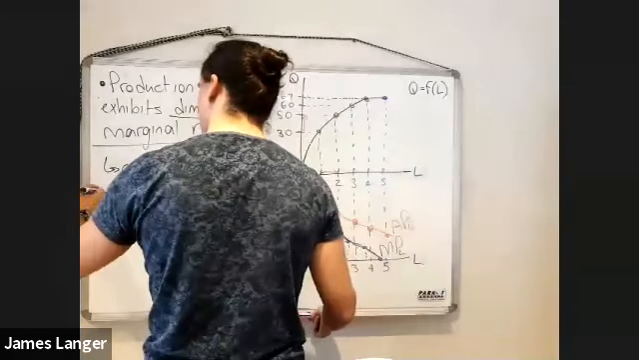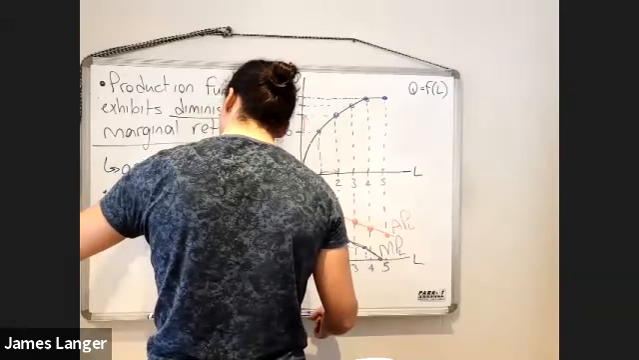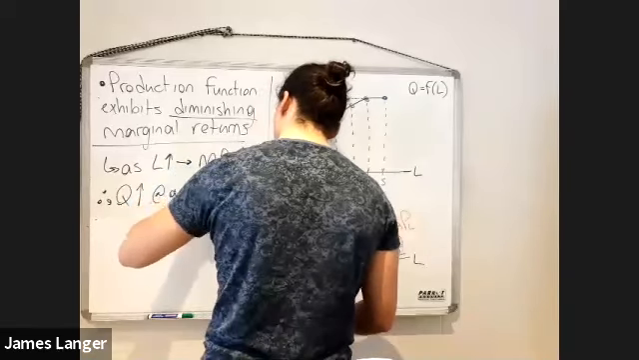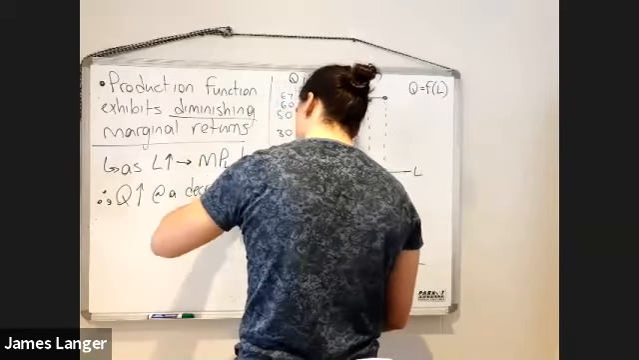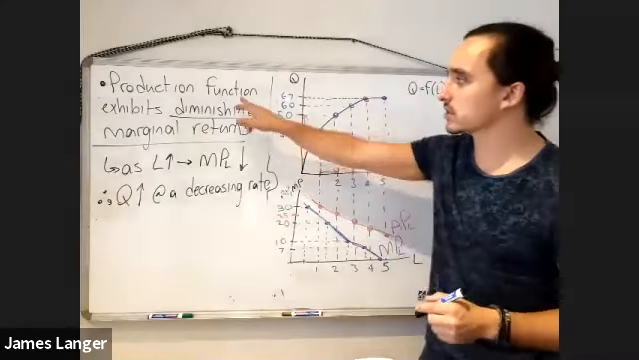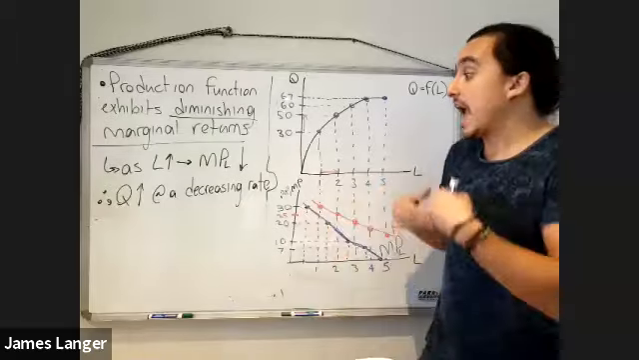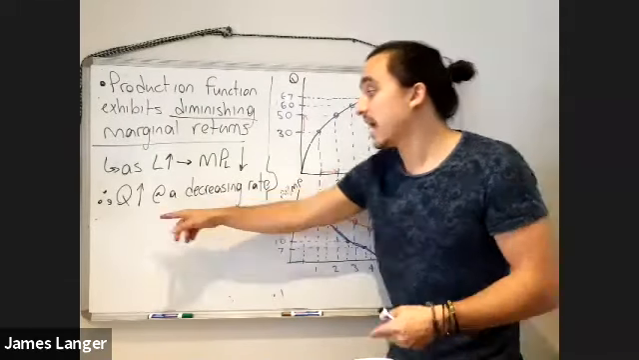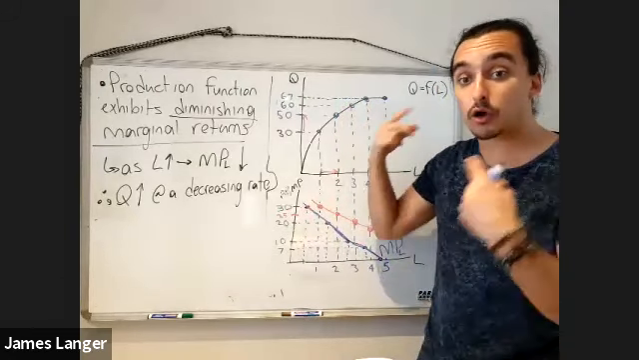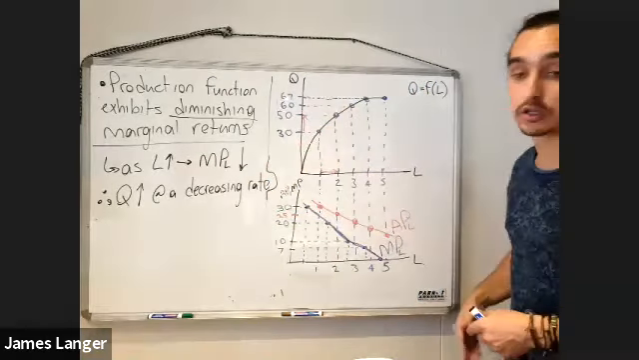Therefore, quantity increases, but at a decreasing rate. All right, I hope that makes sense to you guys. So the production function is exhibiting diminishing marginal returns, which means the extra quantity that we get as labor increases gets smaller and smaller and smaller. So output increases at a decreasing rate, marginal product of labor continues to fall.